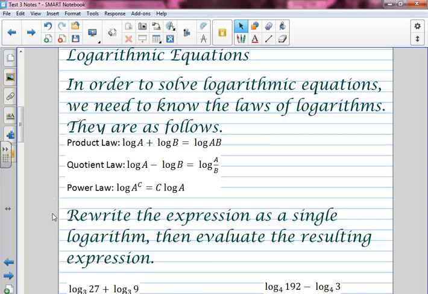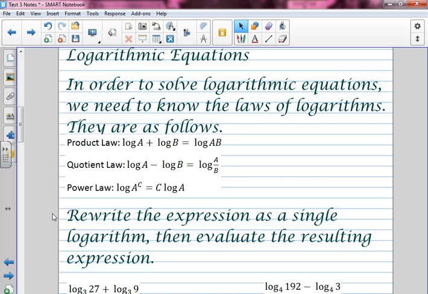Okay, today we're going to be talking about logarithmic equations. In order to solve logarithmic equations, we need to know the laws of logarithms. They are as follows. The product law says if you have log of A plus log of B, that equals log of A times B.